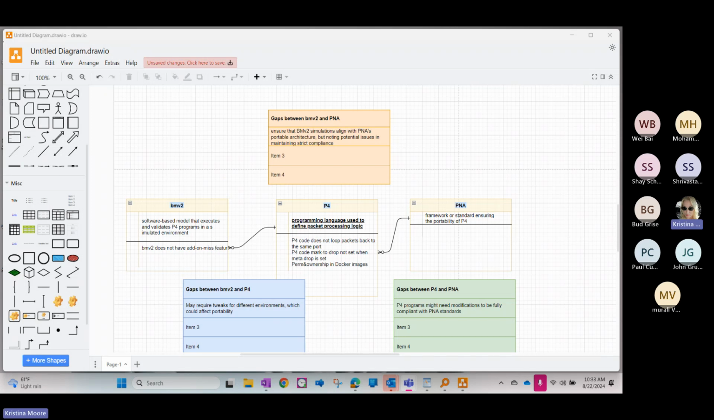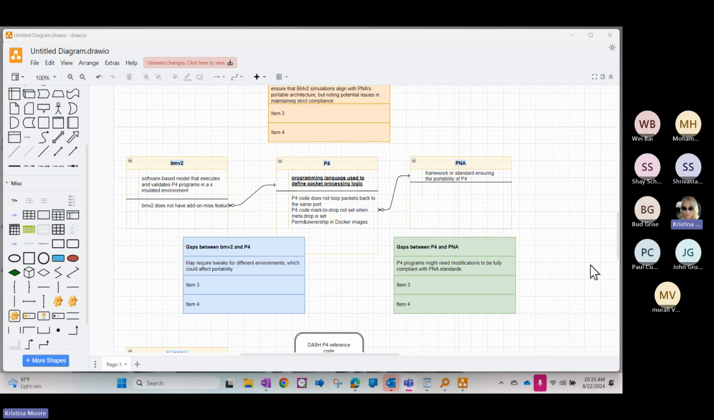So, figure out how to make all these pieces play nicely, just to develop, validate and deploy the programmable devices against different hardware and software platforms. Can you guys see my screen? Yes, okay.